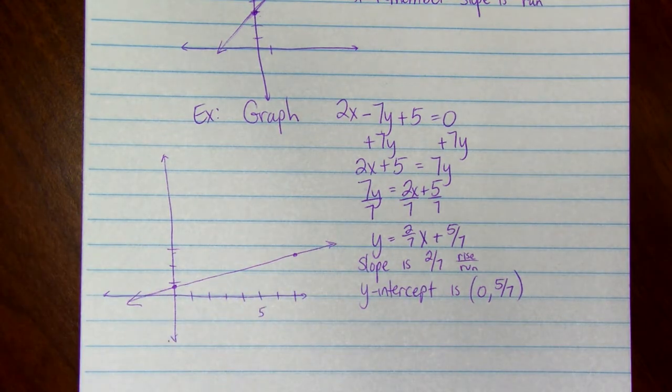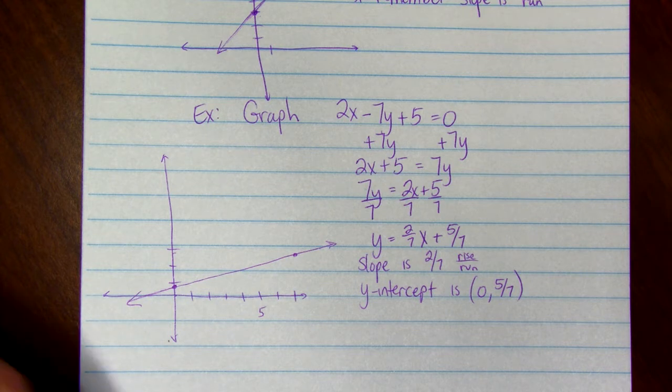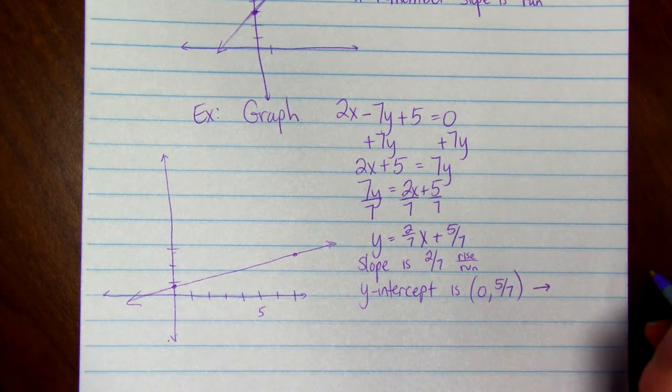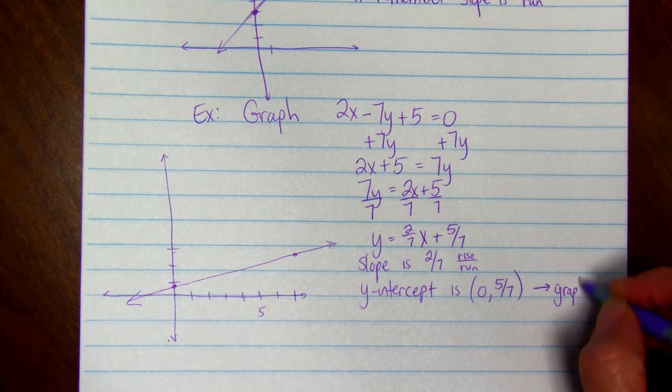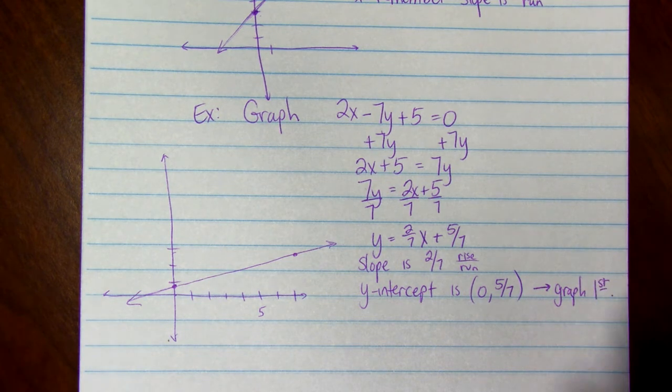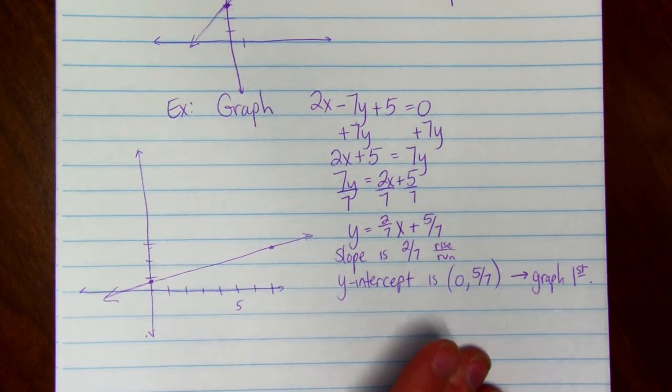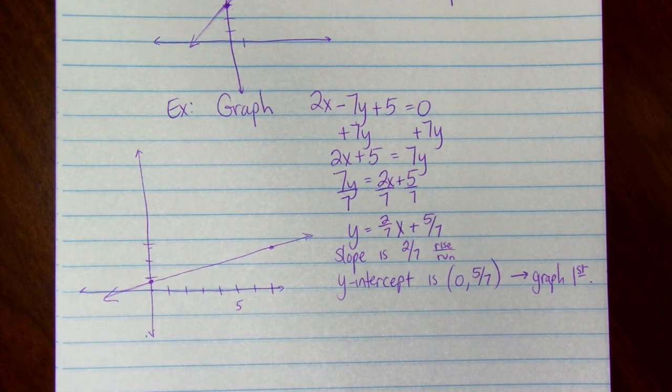Anytime you're graphing a line, you want to put arrows on the end. But I wanted to make a point here. The y-intercept, we always graph the y-intercept first. Then we do the slope, starting with that point where we do the rise over run. That's the end of the lesson.